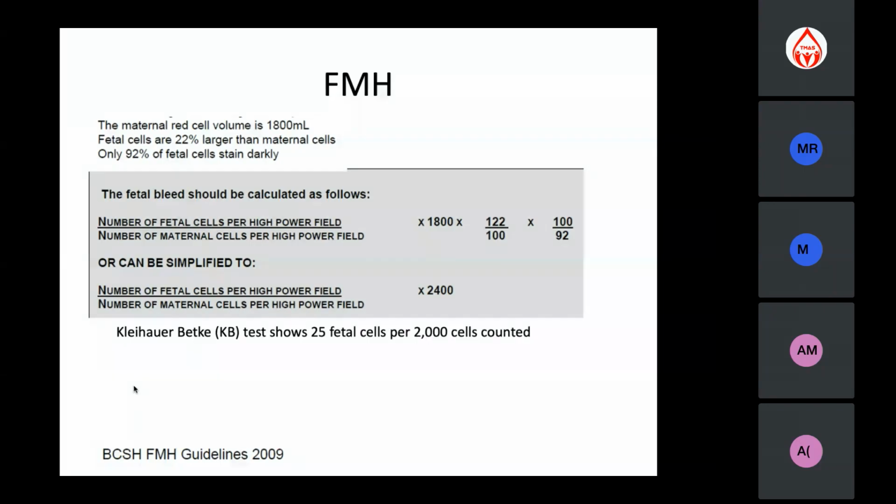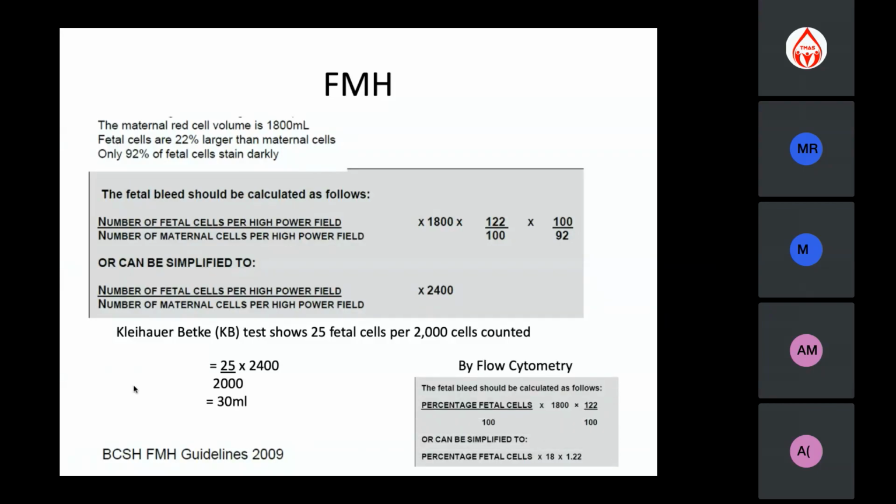So the assay was done. The number of fetal cells was observed to be 25 fetal cells per 2000 cells counted. That is the maternal cells. So the volume can be estimated as 25 divided by maternal cells, that is 2000, into the constant factor, that is 2400. It works out to be 30 ml of fetal-maternal hemorrhage has happened in this mother. For further reading, you can refer to the BCSH 2009 guideline.